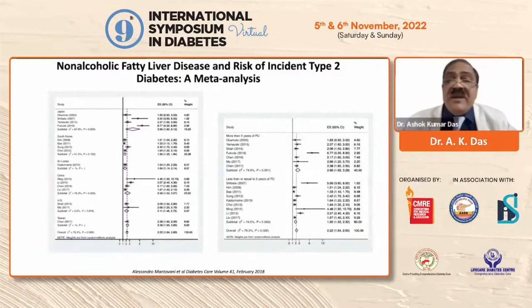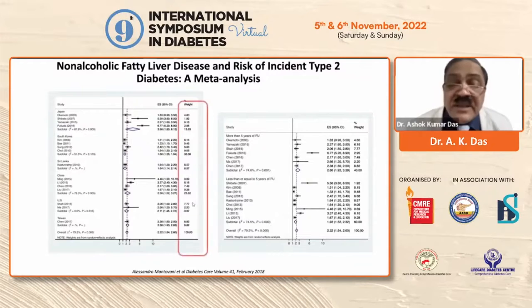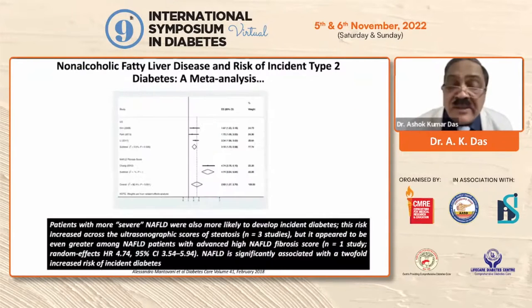And you know, there are many meta-analyses. I've just brought three for you. This meta-analysis shows that non-alcoholic fatty liver disease carries a great risk of incident type 2 diabetes development. It covers about 27 studies.